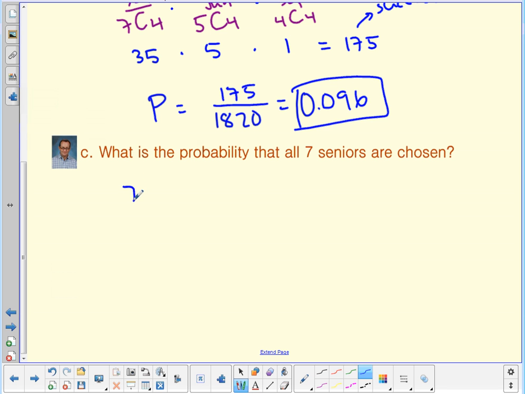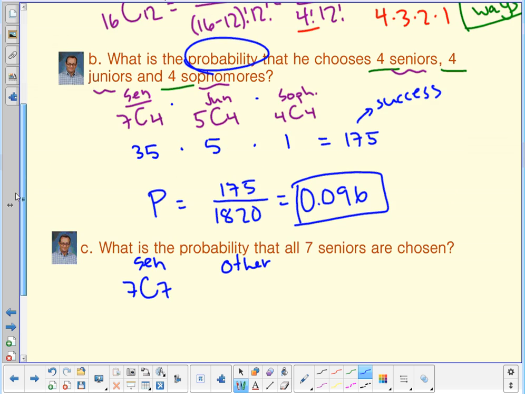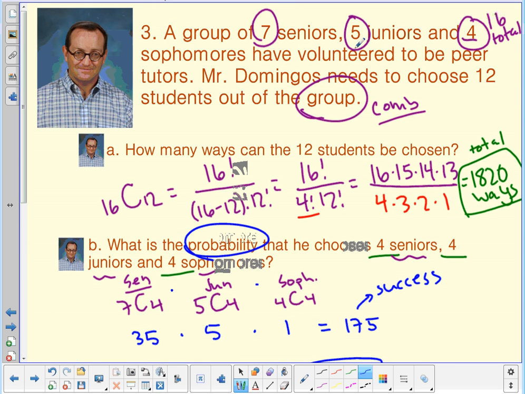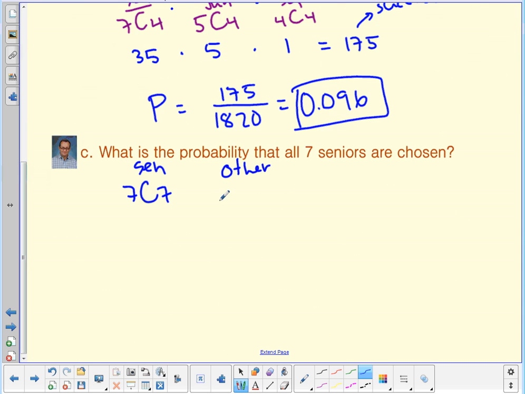So if I think of for the seniors, I have 7C7, okay? Then I have to think about the others, or the rest. I need to choose 5 more people because I've only had 7 and I need 12 in the group. So I chose 7, I need 5 more. But how many left are there to choose from? Well, when you take out the 7 seniors, you've got the juniors and the sophomores. 5 and 4 is 9. So of the 9 that are left, I'm going to pick 5 of them.